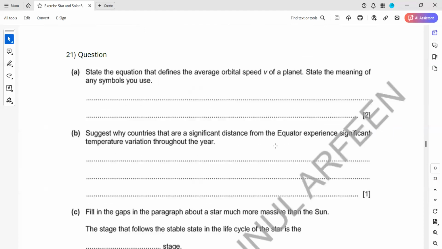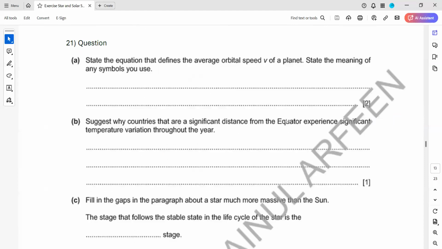Question 21: state the equation that defines the average orbital speed, and state the meaning of any symbols you use. So we use v equals 2 pi r divided by t. And what is the meaning of r? r is the radius, and t is the period or the time period.